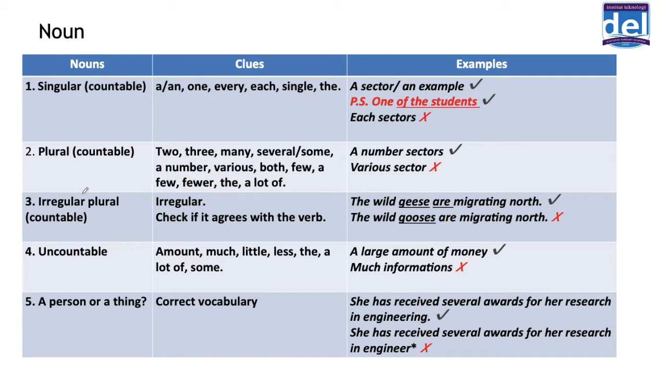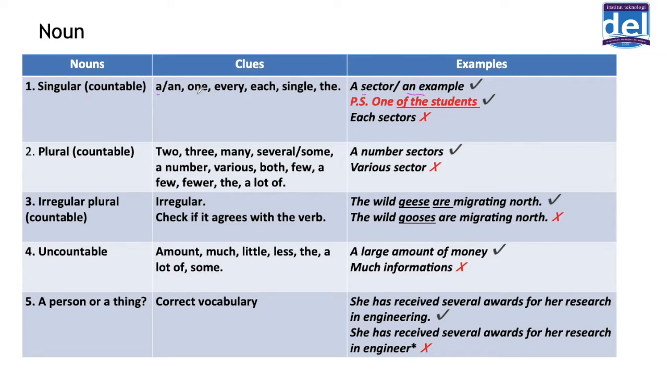First is to check whether the noun is singular or plural. Here are the clues. A singular countable noun should use one of these before it. You see article a or an, they have the same meaning. The difference is that a is placed before a noun whose sound starts with a consonant, for example, a sector, while an is placed before a singular countable noun whose first sound is a vowel, for example, an example, an hour, and many more.